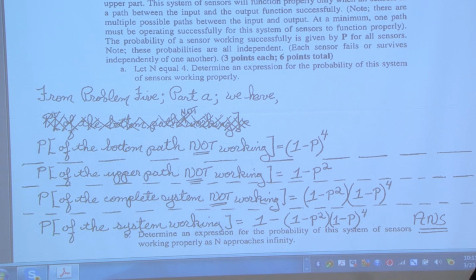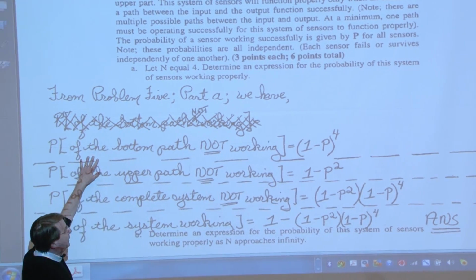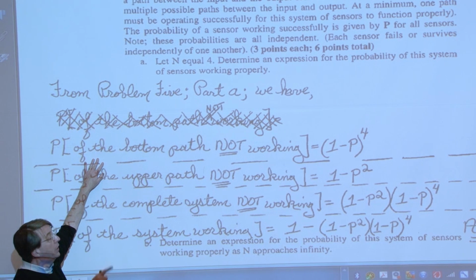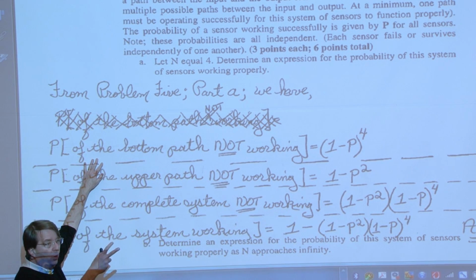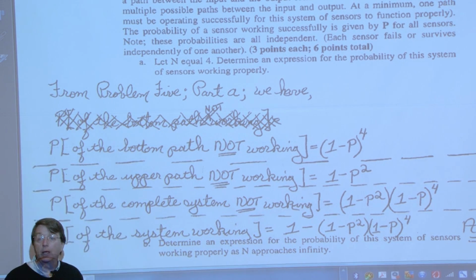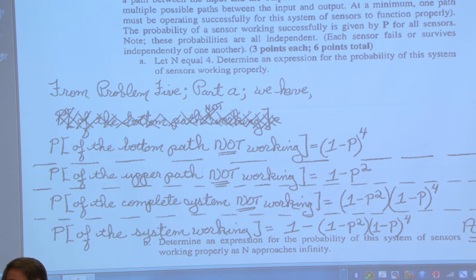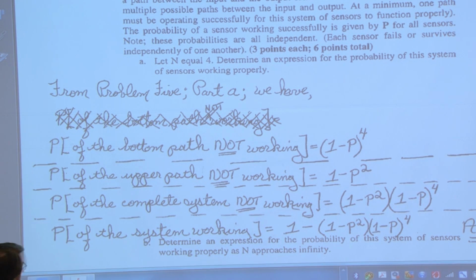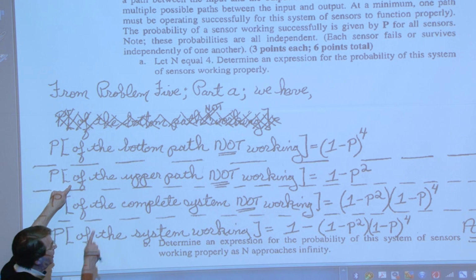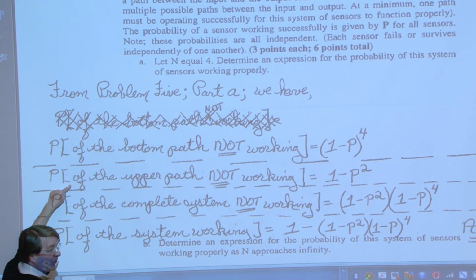I was getting all mixed up. This is like convoluted thinking here. Chris, make sure I say this right. We let n equal 4. The probability of the bottom path not working is (1 minus p) raised to the 4th. Good. The probability of the upper path not working: the probability of it working is p squared. Probability of not working is 1 minus p squared. So that's this. Now, this is the probability of the lower path not working, and the probability of the upper path not working.